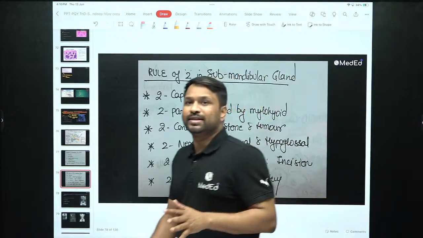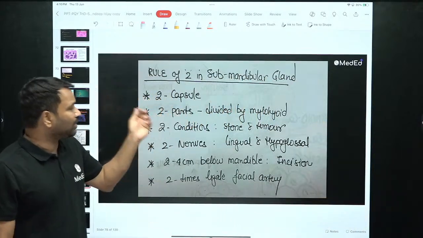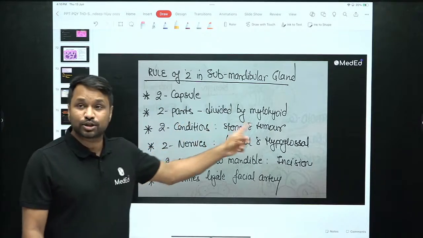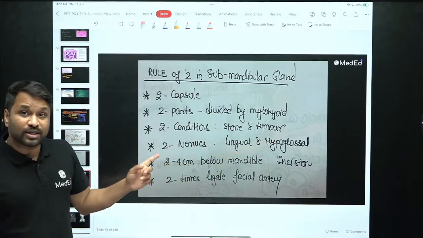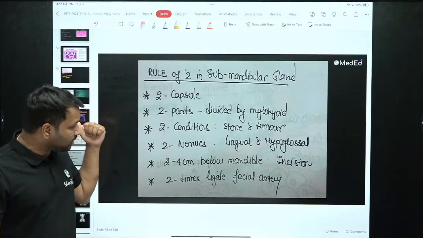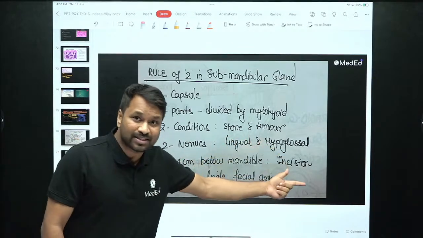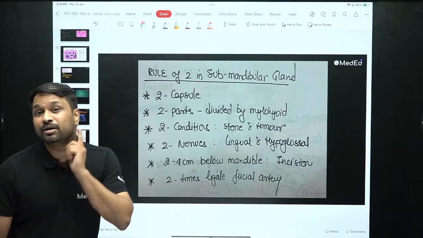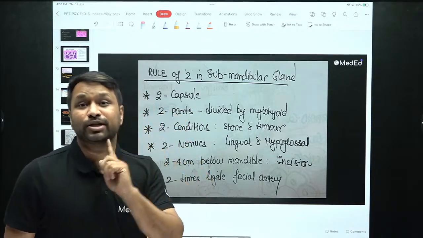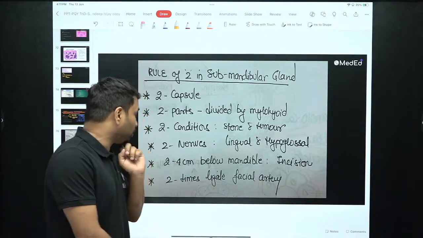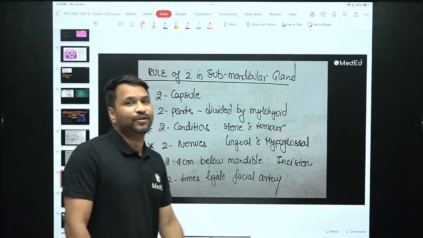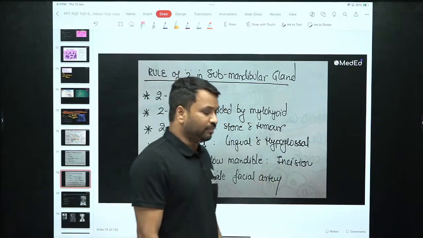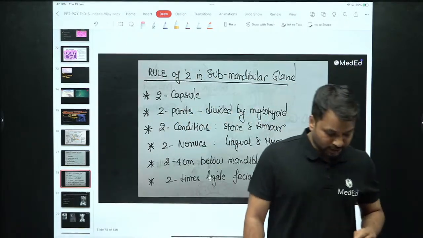What is the rule of 2 in the submandibular gland? It consists of 2 capsules. It has 2 parts divided by the mylohyoid muscle. There are 2 conditions, stones and tumors. The 2 nerves closely associated are the lingual and the hypoglossal. The line of incision is 2 to 4 centimeters below the mandible. You cannot place it at the margin of the mandible, because the marginal mandibular nerve runs through here and damage can occur. And you have to ligate the facial artery 2 times, because slippage of the ligature is the most common cause of post-operative hematoma, which you don't want to see in your patient, right?